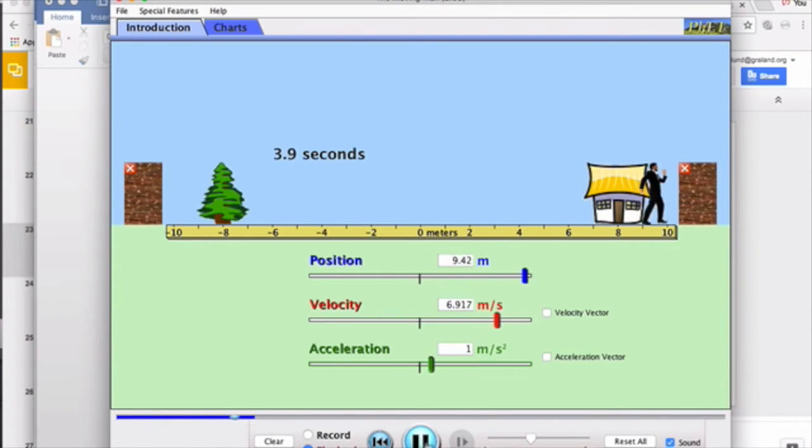Now if I hit play, okay, let's play that back. After 1 second, he was only going 2 meters per second. After 2 seconds, he's going 1. After 3 seconds, he should come to a complete stop.